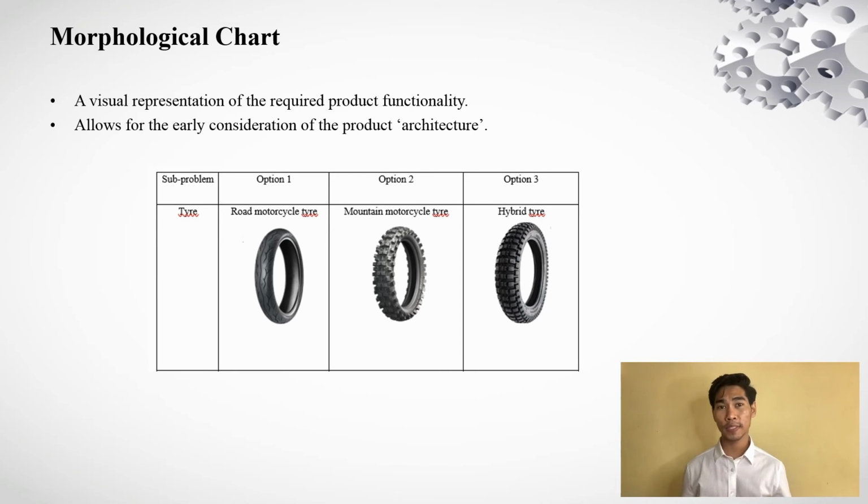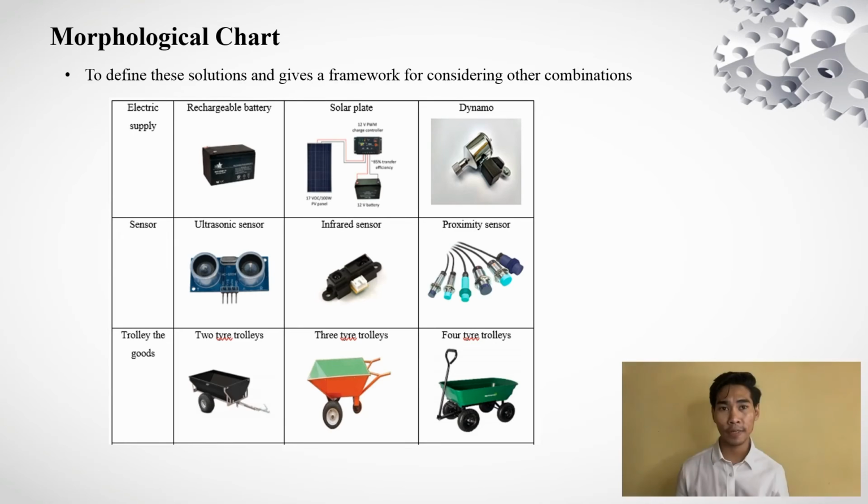A morphological chart is a visual representation of the required product functionality that allows the user to experiment with different methods and combinations to achieve the goal. The chart makes it possible to define these solutions and gives a framework for considering other combinations. This allows for the early consideration of the product architecture through the generation and consideration of possible combinations.